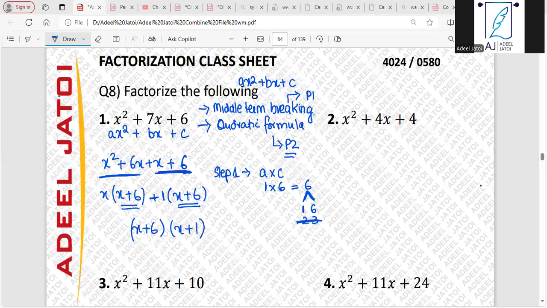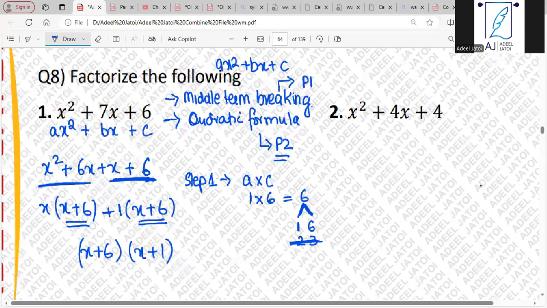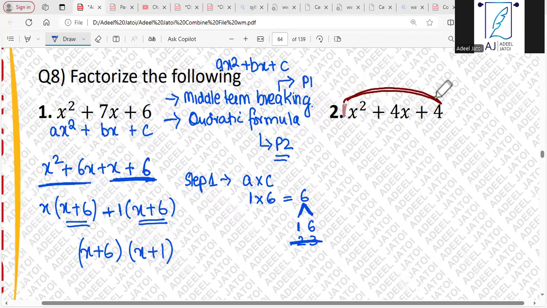Okay, let's do part 2. What do we have? x square plus 4x plus 4. 1 multiplied by 4 is 4. So when we have 4, we write down the factors of 4. That means in what table does 4 come? Writing down factors is not important, it's just that you will understand in which table you might end up getting the same number. So this will be 1 and 4, and 2 multiplied by 2 is also 4.